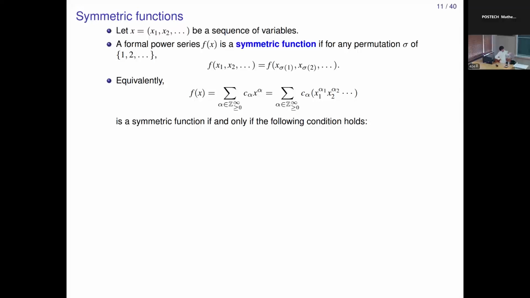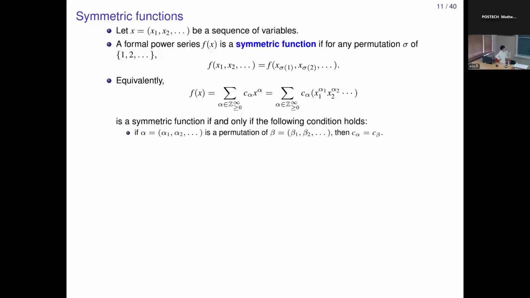So here alpha is a sequence of non-negative integers, with finitely many non-zero terms, of course. And x to the alpha means x1 to the alpha 1, x2 to the alpha 2, okay? If the coefficient is c alpha, then this is a symmetric function if, when you compare two monomials, x to the alpha and x to the beta, their coefficients must be the same. This is exactly the same condition as being symmetric.